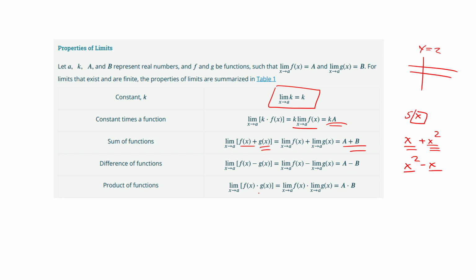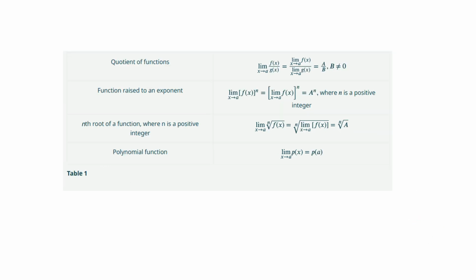Again, it works for products as well. So we could separate if it was x times x squared, which again, I don't know why you would do this, but maybe x times the square root of x might be an easier one to see. We could separate these. We could find the limit of x, find the limit of the square root of x, and multiply those answers. Okay, hang with me, just a few more of them. This is going to prove valuable in calculus.